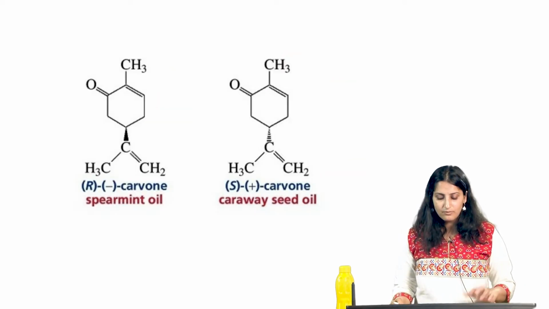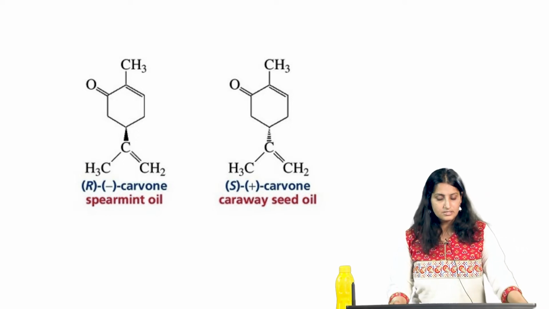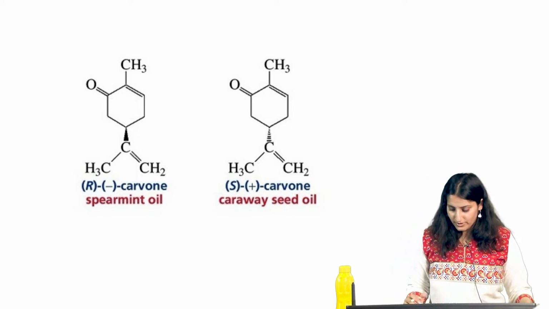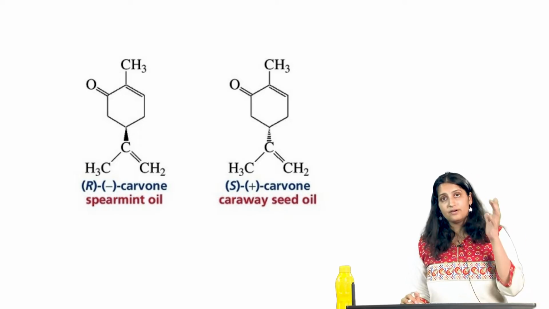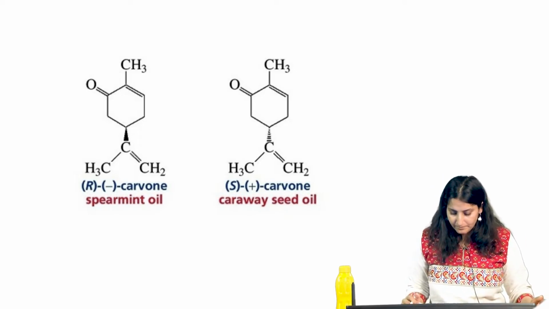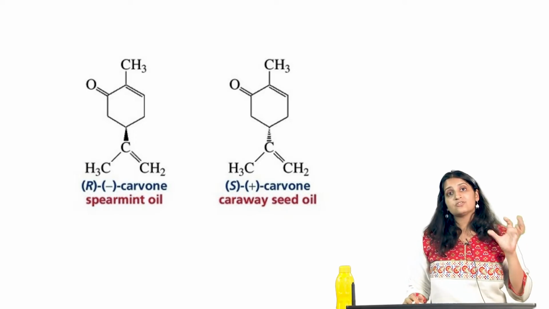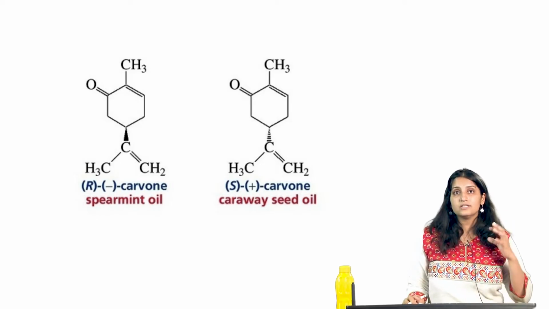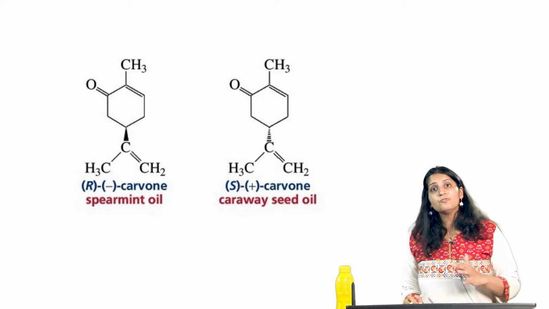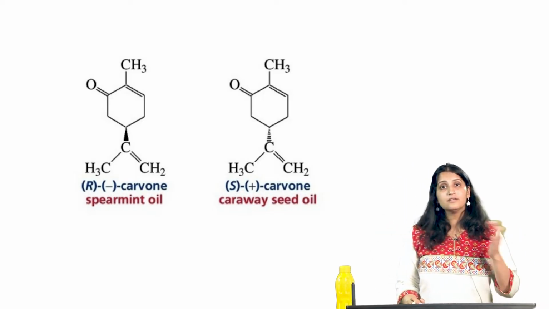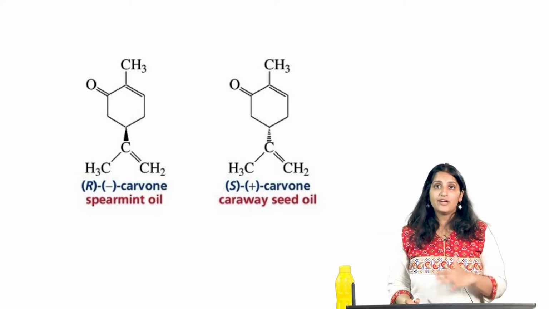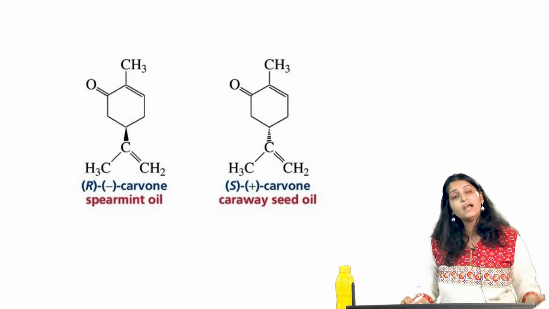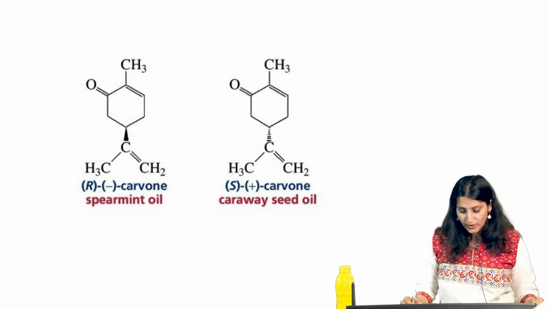The next example I want to solve here is this particular molecule, which is carvone. Now, they have already solved it, but let me go over the example again. Carvone is actually a natural product, okay, and it is found in spearmint oil, and its enantiomer, for that matter, is found in caraway seed oil. So, now let us try to verify whether this is really R or S.